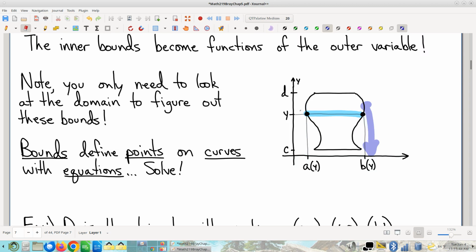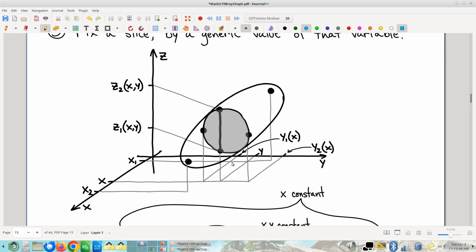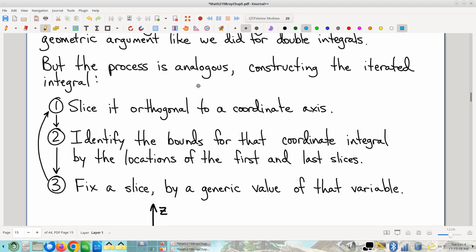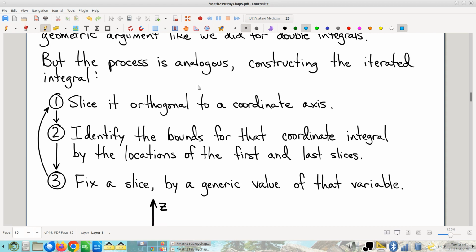All right, so let's keep all that in mind. And going back to our triple integral scenario, I claim it's the same process. Pretty much the same process. Now, I can't draw the four-dimensional picture, obviously, right? But we can look only at the domain.